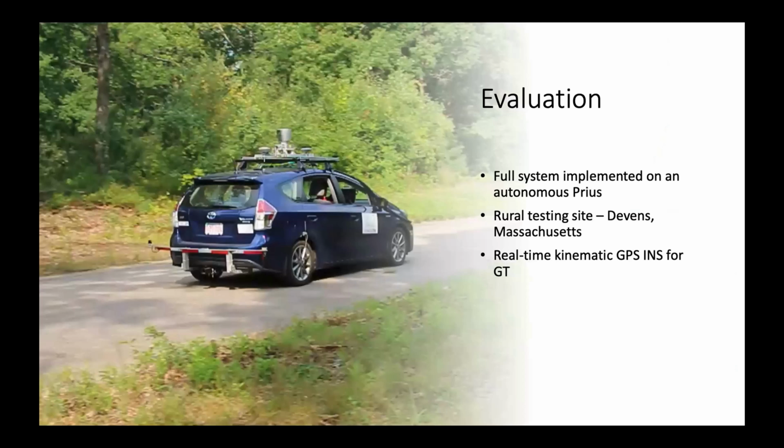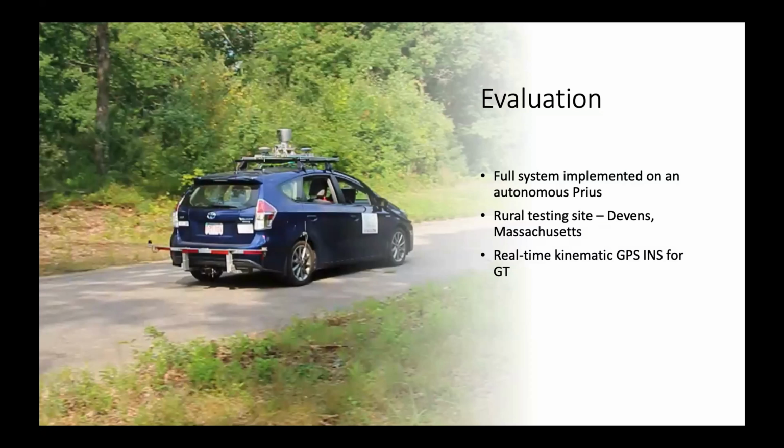So yeah, we managed to get the system on a real car. This is an autonomous Prius V that you see here. And this is a rural testing facility in Devens, Massachusetts. We have an RTK GPS for recording ground truth, but we do not use that for any other purposes except for evaluating the accuracy of MapLite, for example, evaluating the accuracy of a human driver and so on.